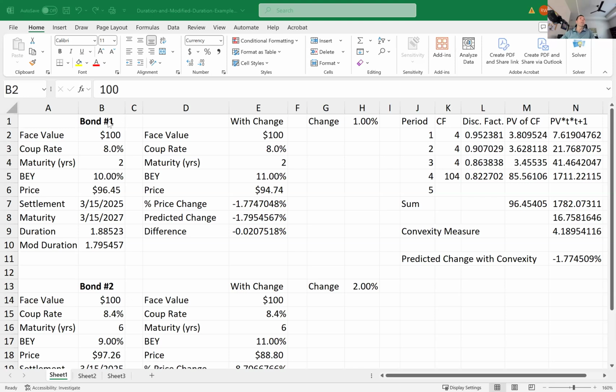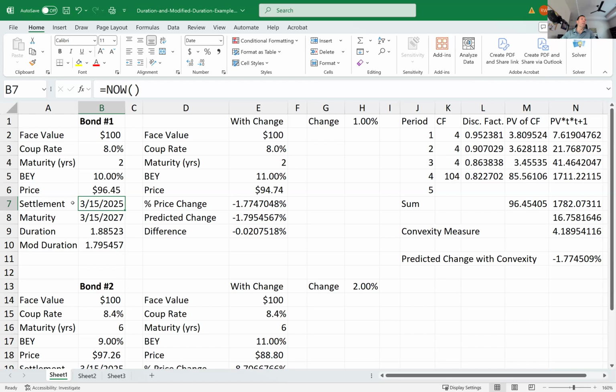Let's see, duration and modified duration examples. Here we are. Okay, so you should be looking at the spreadsheet with me. This is bond number one from the class notes, which has a face value of $100, a coupon rate of 8%, matures in 2 years. Its bond equivalent yield or yield to maturity, either one, is 10%. Here's how the price is calculated using the present value function, present value of the cash flows, 96.45, and we show you that in the class notes.